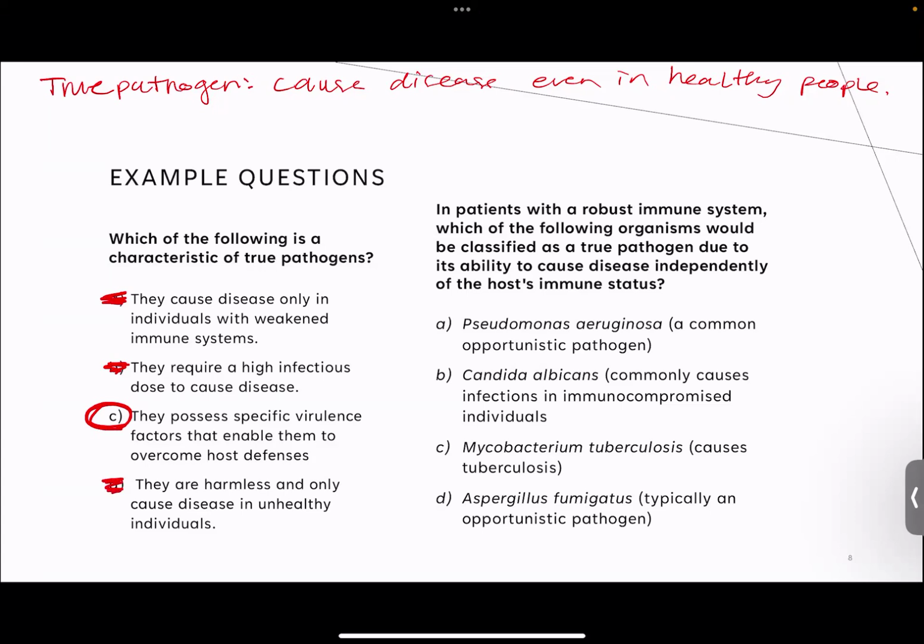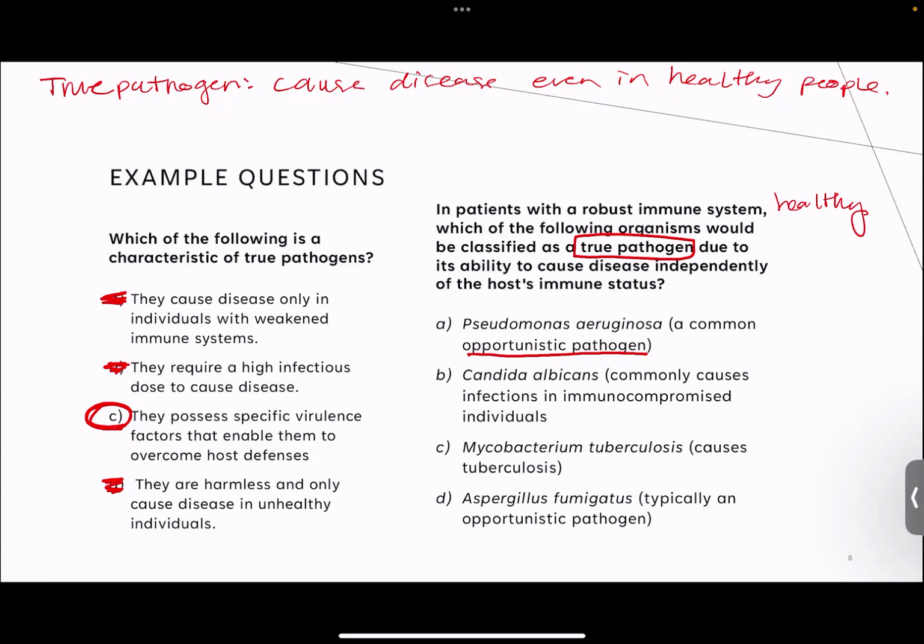In patients with a robust immune system, so otherwise healthy, which of the following organisms would be classified as a true pathogen due to its ability to cause disease independently of the host's immune status? Pseudomonas aeruginosa, which is more commonly an opportunistic pathogen. Pseudomonas infections are not uncommon, right? But Pseudomonas bacteria is pretty much everywhere. You put it in the right circumstances and it'll cause infection.